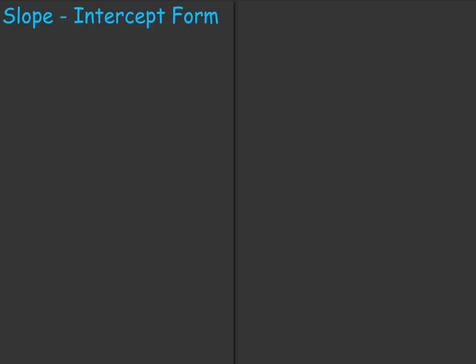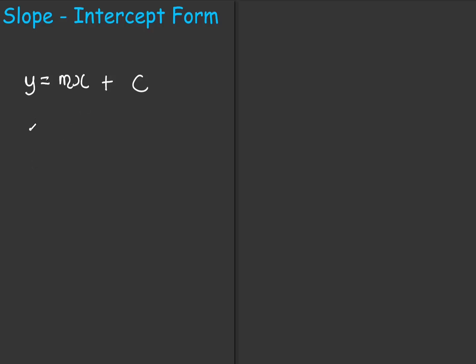When we talk of the slope-intercept form of the equation of a line, it's a standard way to write a linear equation in two variables. And in those two variables, we are talking of y equals mx plus c. I do hope you've seen this before.